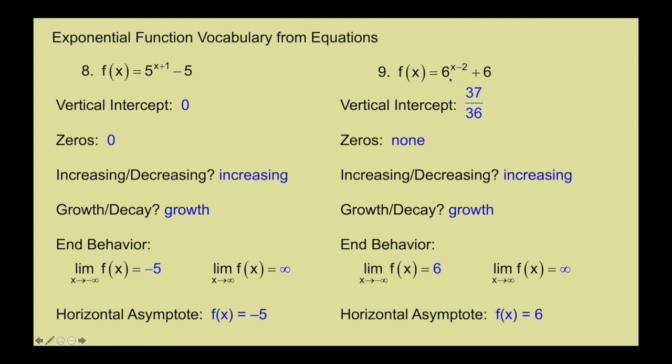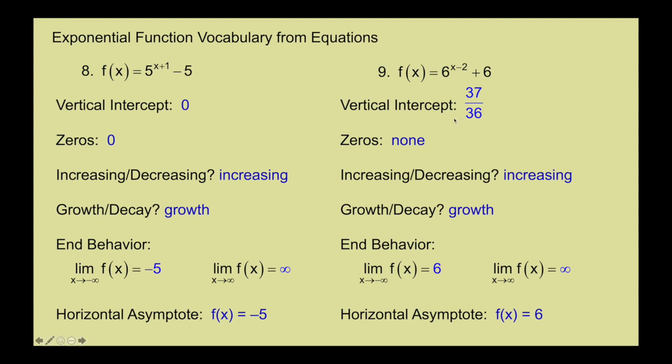Here, if I were to type in 6 to the 0 minus 2, I'm going to get 6 to the -2nd. That's going to give me 1 over 36. 1 over 36 plus 6 is going to be much bigger than this. It's going to be over 6. It's going to be 6 and 1/36. So you could go ahead and convert that mixed number into an improper fraction, but again, that vertical intercept is wrong on this screen. For our zeros here, the zeros are going to be none.